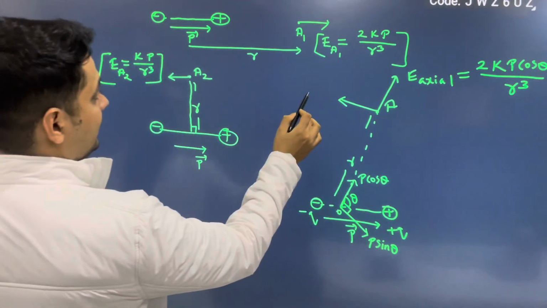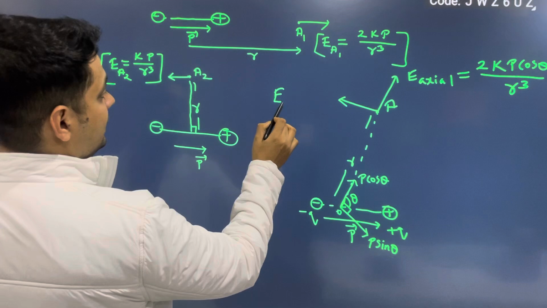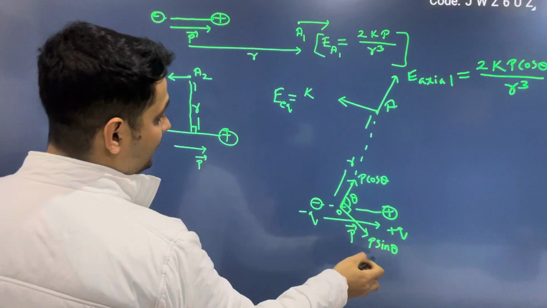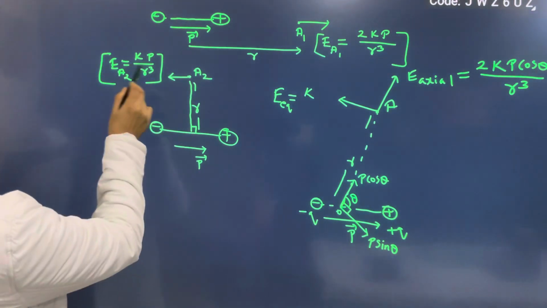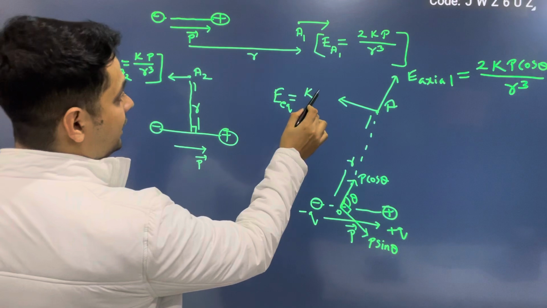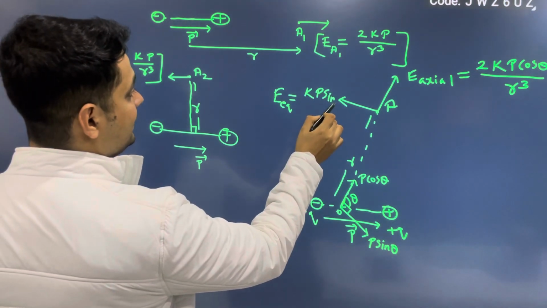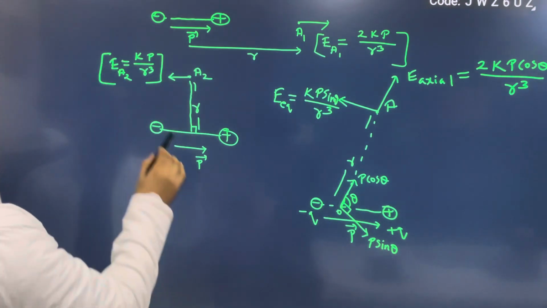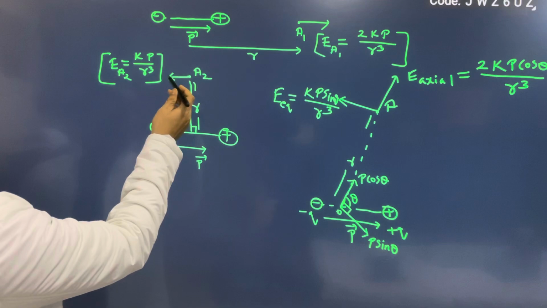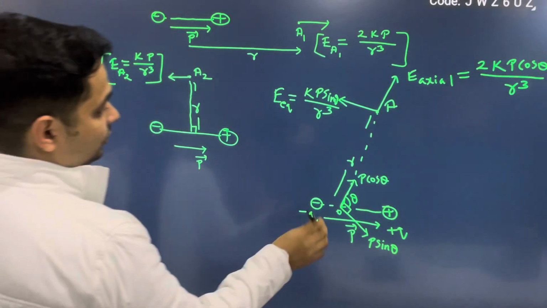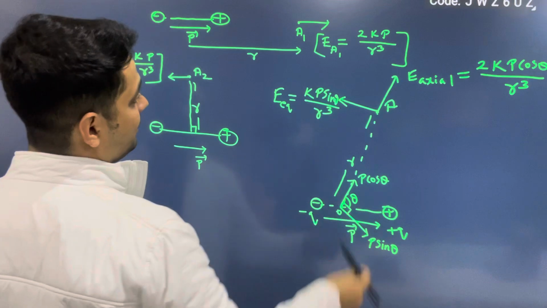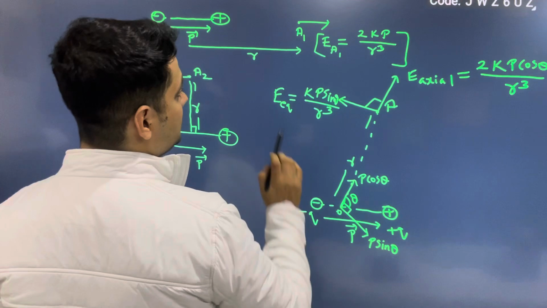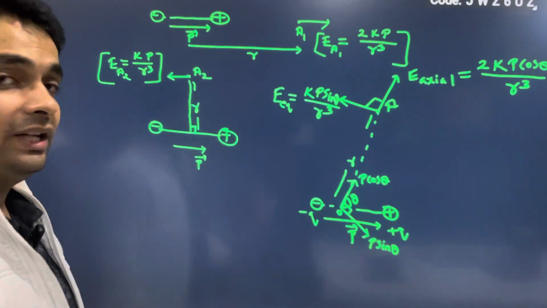So E equatorial, you can write, is k, and because the dipole moment here is P sin theta, where it was p before, I have written kp by r cubed, and here it is kp sin theta divided by r cubed. Because the electric dipole moment direction is anti-parallel to the P vector, here also P sin theta is in this direction, anti-parallel, kp sin theta by r cubed. And both are at a 90 degree angle. E axial and E equatorial are making a 90 degree angle.